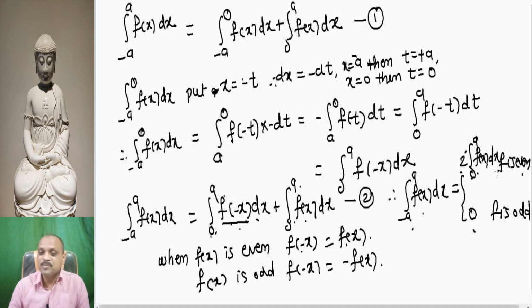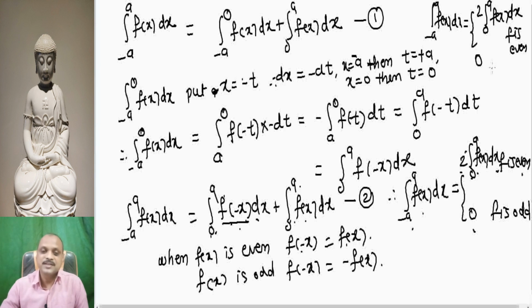What is this? This is an important property. Integration minus a to a f of x dx equals twice integration 0 to a f of x dx when f is even, and when f is odd, the integral value is 0.